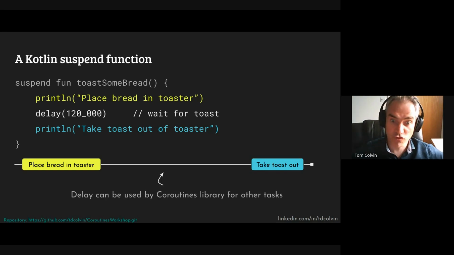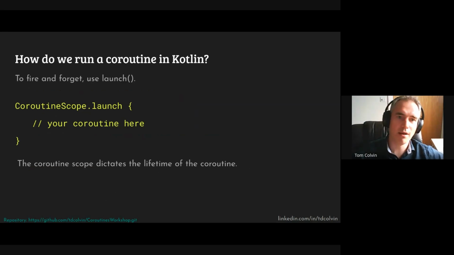So how do we run a coroutine to start with? Well, in Kotlin, there's a few ways, but one way to fire and forget is just a launch. We have a coroutineScope.launch. That coroutine scope, by the way, dictates the lifetime of the coroutine. We're going to go into a lot more detail about what that really means. But basically, you say coroutineScope.launch, and now you're inside a coroutine. Now you can use suspending functions.